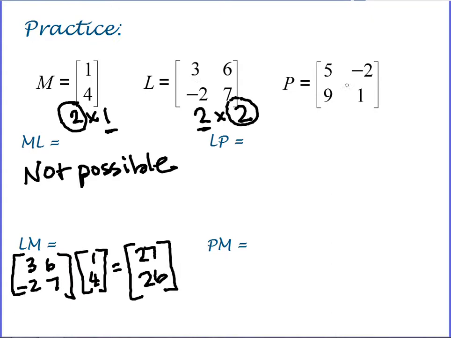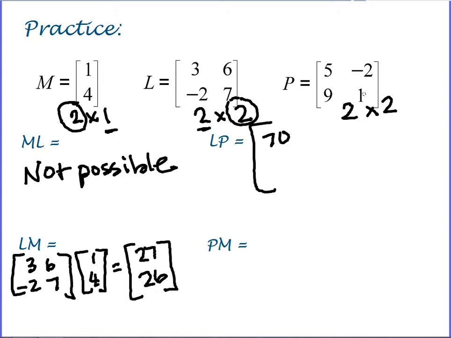Can I multiply L times P? Absolutely I can. 2 by 2 can always be multiplied to a 2 by 2. So I'm going to take first row, first column, 3 times 5 gives me 15, and 6 times 9 gives me 54. 15 plus 54 gives me 70. So my element 1, 1 is going to be 70.